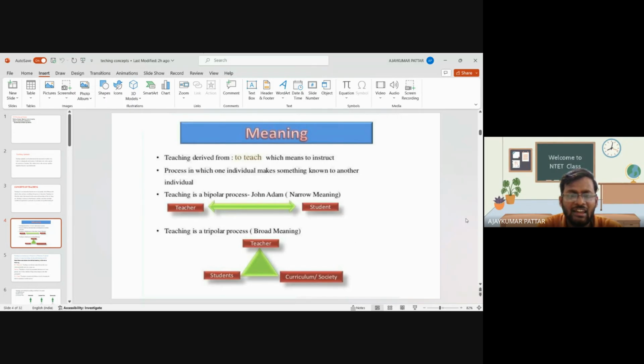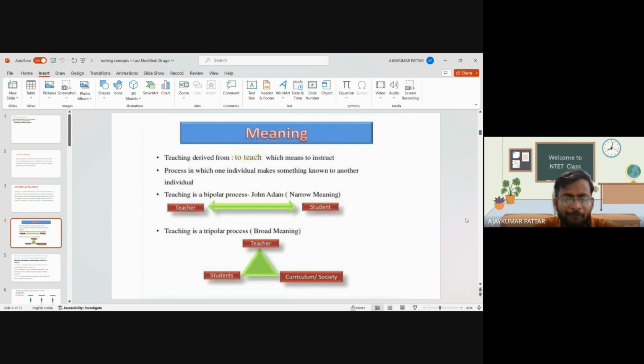Actually, there is another pole. In the broader meaning, teaching is a tripolar process. Teacher should be there, student should be there, next curriculum should be there. Now the concept is shifted from bipolar to tripolar: teacher, students, curriculum. This is the tripolar process.